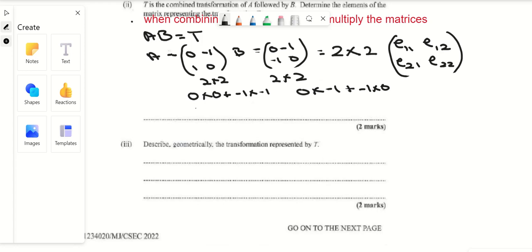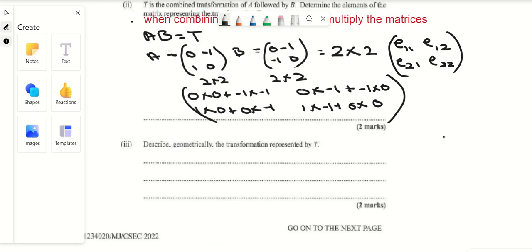Then we have your second row, which is 1 multiplied by your first column. So 1 by 0 plus 0 multiplied by negative 1. And then we have our second row multiplied by our second column. So we have 1 multiplied by negative 1 plus 0 multiplied by 0. Right, and let's add this up to make sure this is our matrix so far.